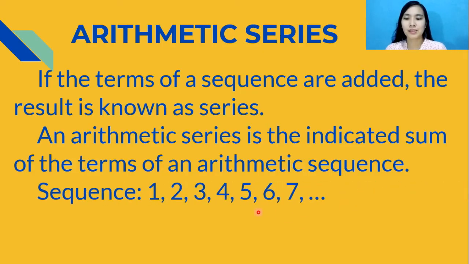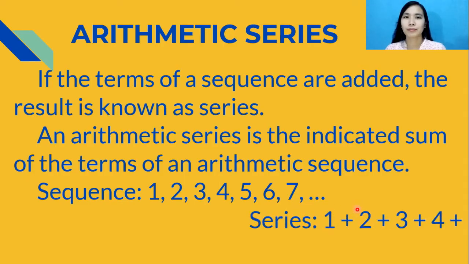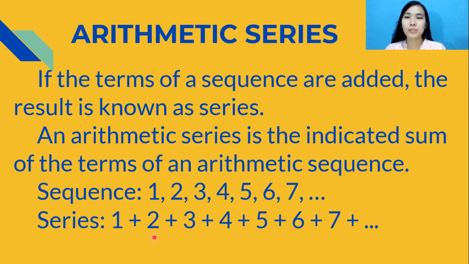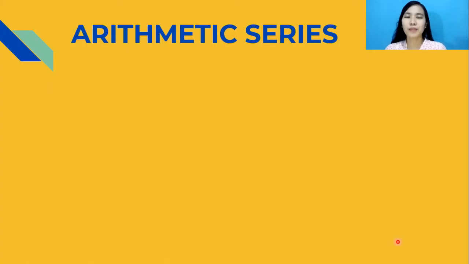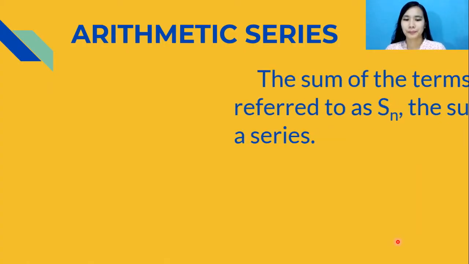If the sequence is given by 1, 2, 3, 4, 5, 6, 7, and so on, its arithmetic series will be 1 plus 2 plus 3 plus 4 plus 5 plus 6 plus 7, and so on. Now let us derive the formula in finding the arithmetic series.